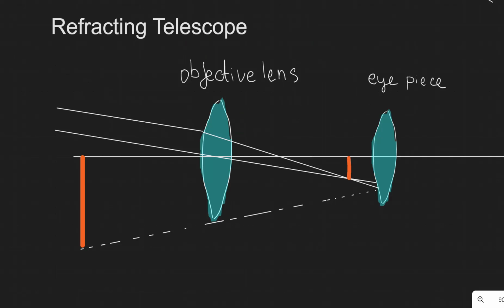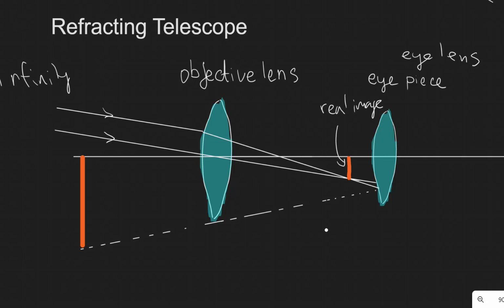So refracting telescopes consist of two lenses. One of them is known as the objective, and the other one is known as the eyepiece. In the exam, you can also come across the word eye lens. Because we're looking at a very distant object, we can think of these objects as essentially at infinity, and the rays are coming towards the objective lens in parallel. They get refracted by the objective lens, and they form a real image across here.